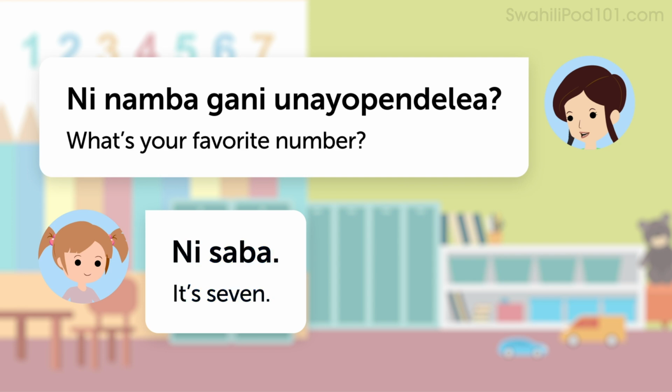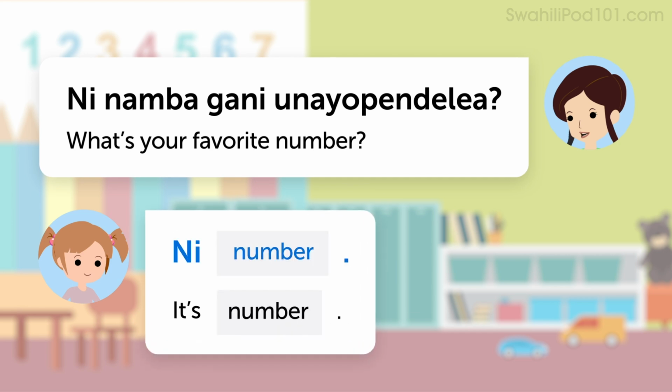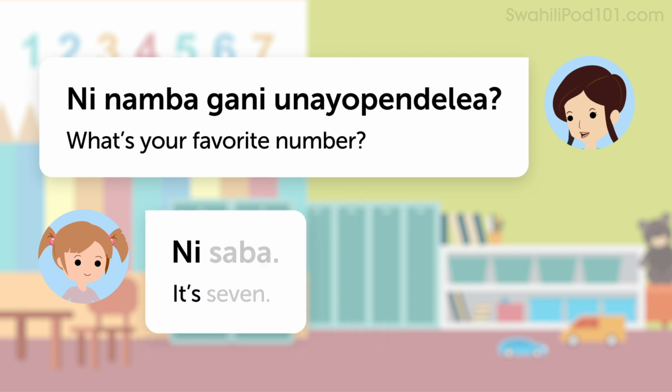First of all, you'll need to learn how to say, what's your favorite number? That's Ni namba gani unayopendelea? Listen to it again. Ni namba gani unayopendelea? Now, how do you answer this question? The pattern is Ni, number. It's number. For example, it's 7. Ni 7.